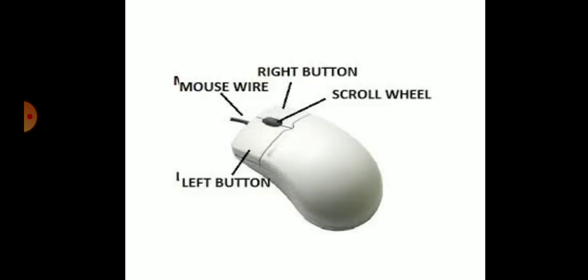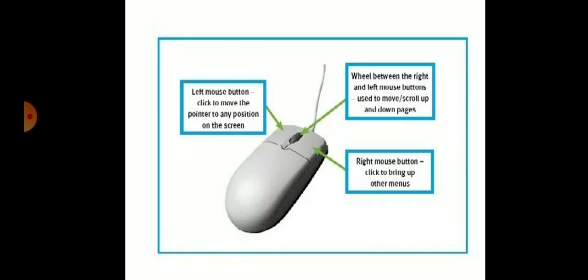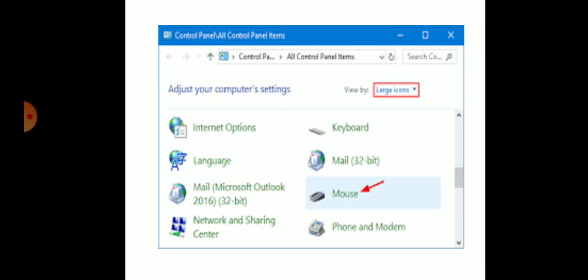Look here, the picture showing the three buttons of the mouse. The middle button is also known as the scroll wheel. The left mouse button is used to click or move the pointer to any position on the screen. The right mouse button is used to click to bring up other menus. The middle button or the scroll wheel helps to scroll up and down the pages. Look here, the picture is showing the tab to change the mouse settings.